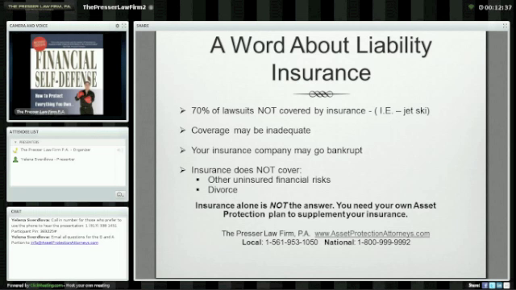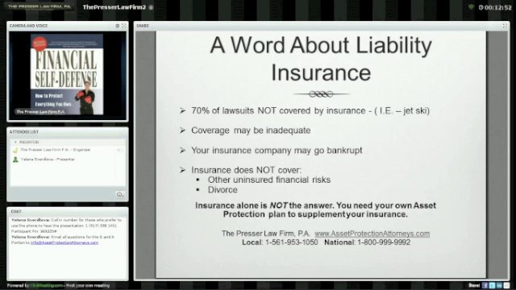Your insurance company might go bankrupt. If I would have said this years ago, you probably would have told me I'm crazy, but in today's society where we have Fortune 500 companies going out of business and even banks going out of business, who's to say that the insurance company won't be next?